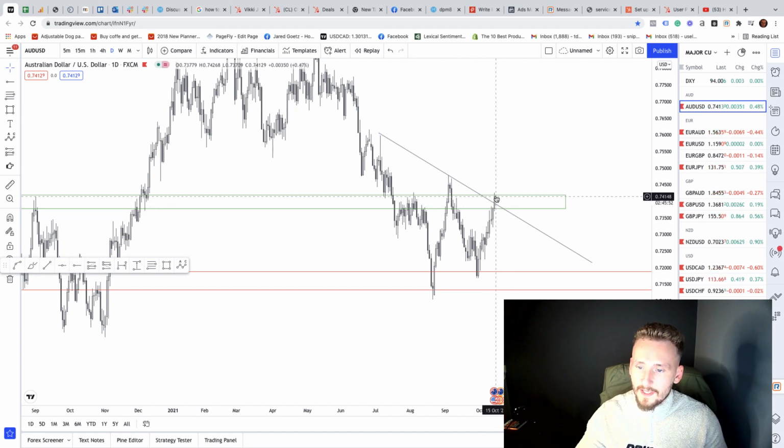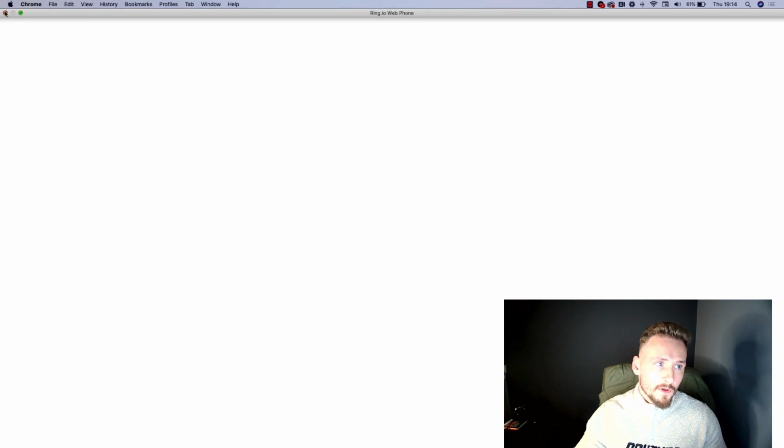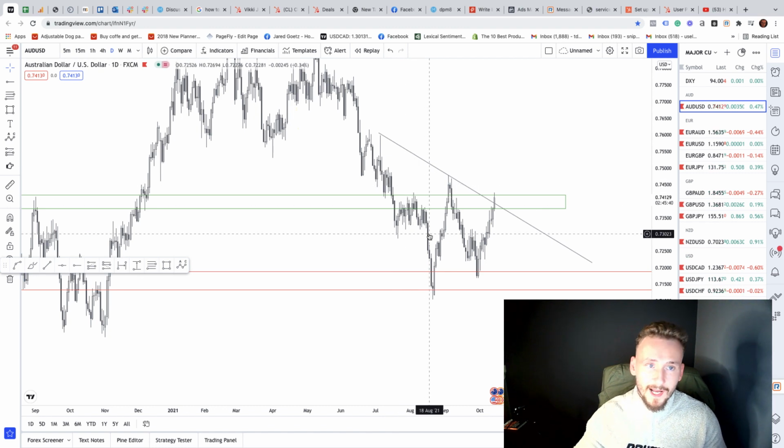You can see that we are getting that rejection back down, and it's looking like it's going to come back down below this bearish trend line. But just looking at the structure and how things are shaping up, I am anticipating that we might actually get a breakthrough here.